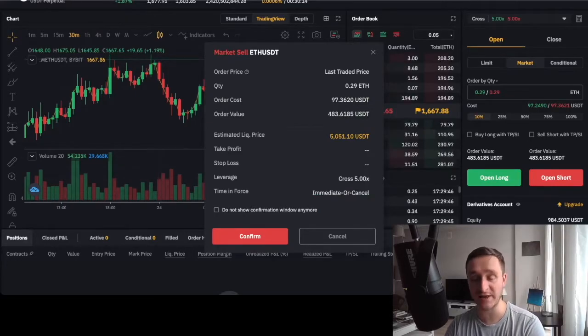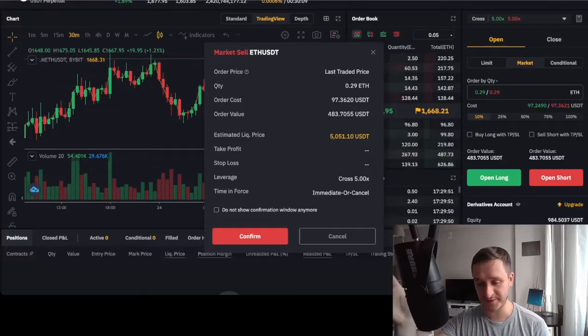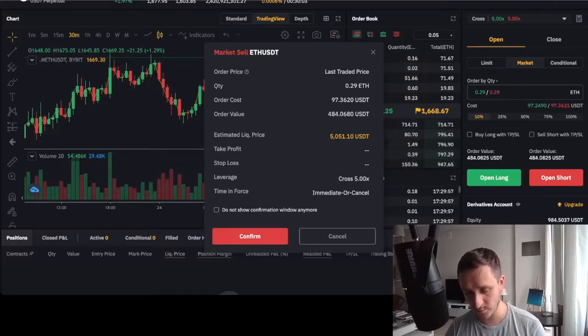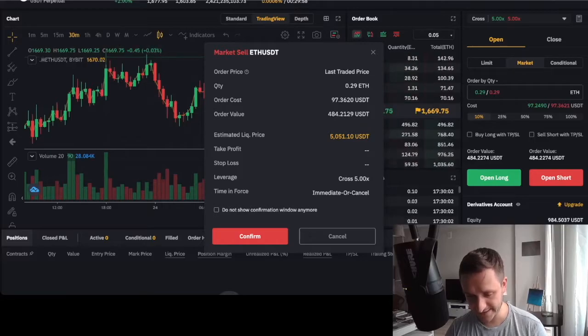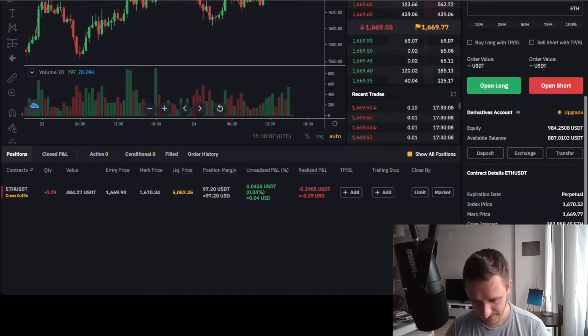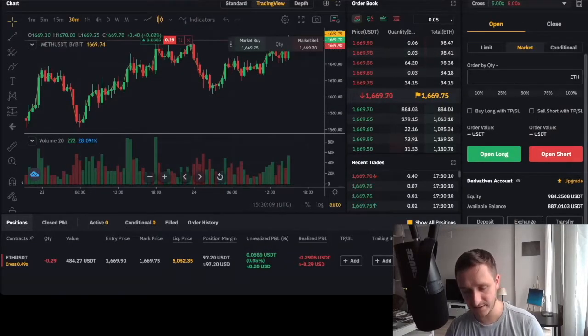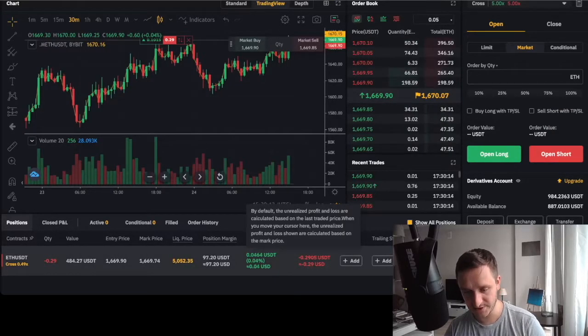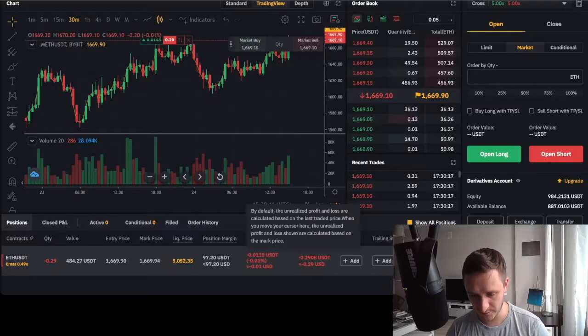As you can see, it's the other way around right now. It's $5,000, which means that if ETH goes to $5,000, my position will be liquidated. That's the quantity of ETH I'm shorting. It's almost 0.3. And yeah, again, cross 5x, let's go. So I just opened a short. And again, I have realized P&L, which is the thing I paid, and then unrealized P&L, which is everything that is going on right now.